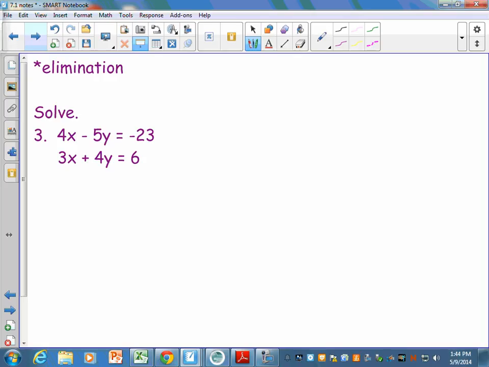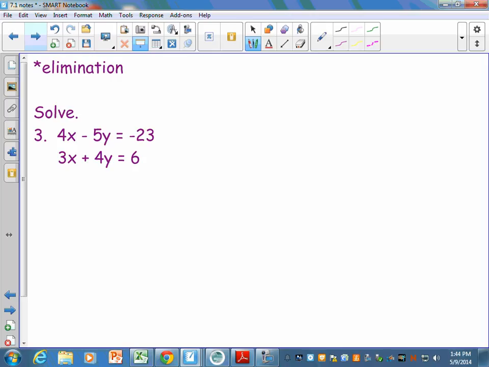Sometimes substitution is a terrible idea because, like in this problem, if you tried to solve one of those for x or y, you're going to get a lot of fractions and a lot of ugliness that you have to substitute in and try to keep track of it all. It's not impossible to do substitution. It's just really not that easy to do substitution, which is why we like elimination. Elimination is when you make one of the letters the same and then you add or subtract to eliminate the variable. There's lots of ways we could do this problem.